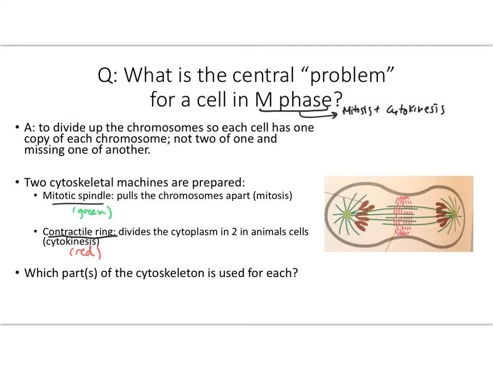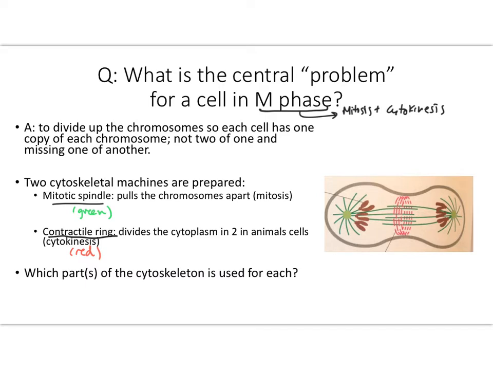So the first question here is, what's the central "problem" for a cell that's in the M phase? Also a reminder that M phase includes both mitosis and cytokinesis. The M does not stand for mitosis solely, nor does it stand for metaphase. And so the deal is that for the cell, this problem, or more so a task or challenge, is to divide up the chromosomes so each cell has one copy of each chromosome, not two copies of one chromosome and missing a copy of another chromosome. So there's a lot of coordination that has to take place here.